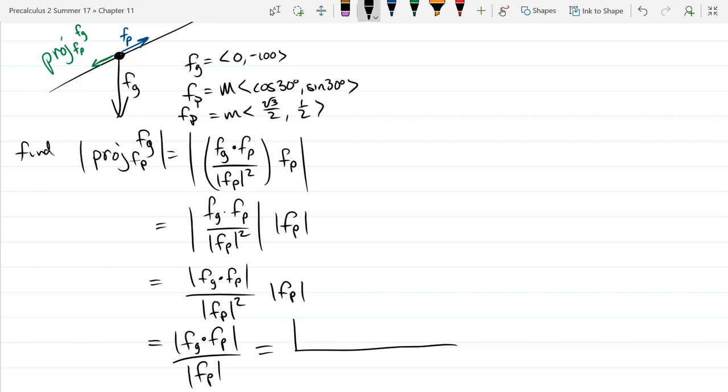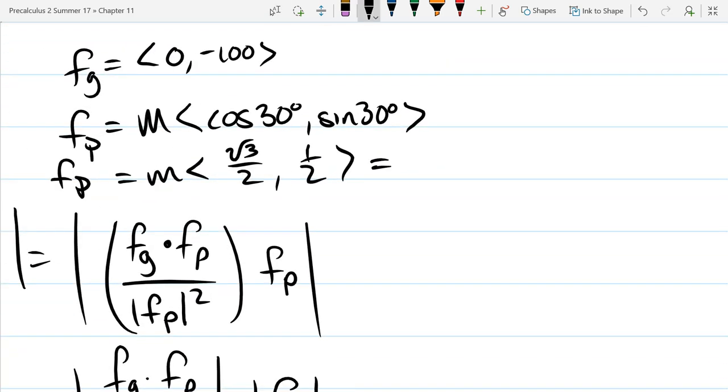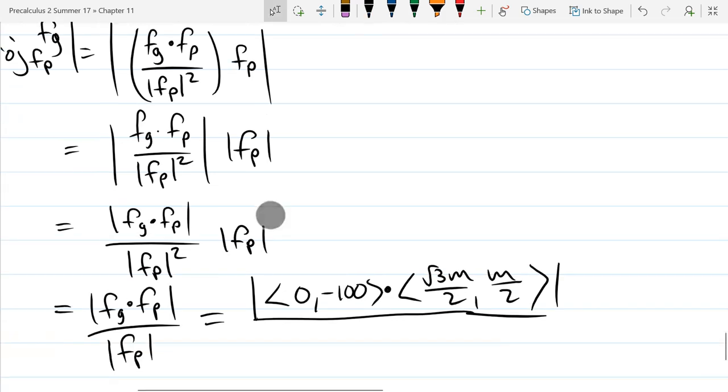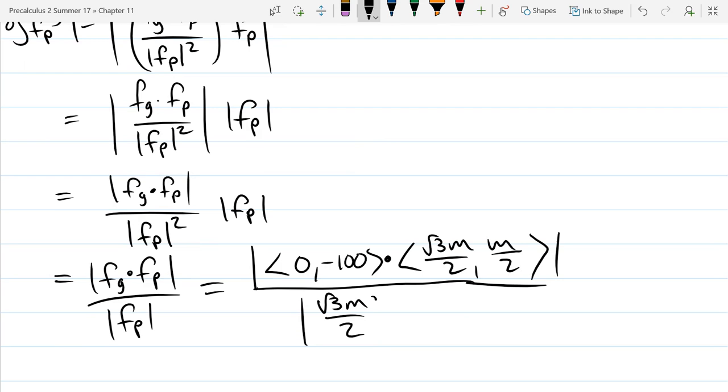All right, so here we go. Fg, 0, negative 100, dot. Now I don't want this scalar outside, so I'm going to multiply it in. So it's square root 3m over 2, comma, m over 2. And in the denominator, Fp. I'll just use the same form I have up here.